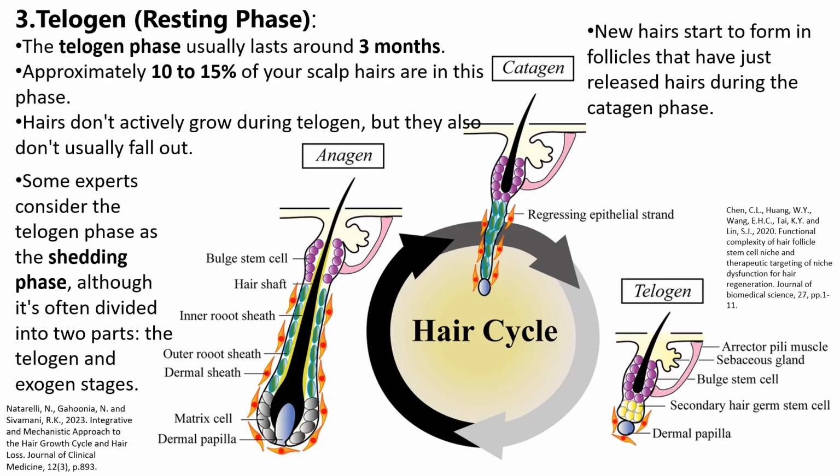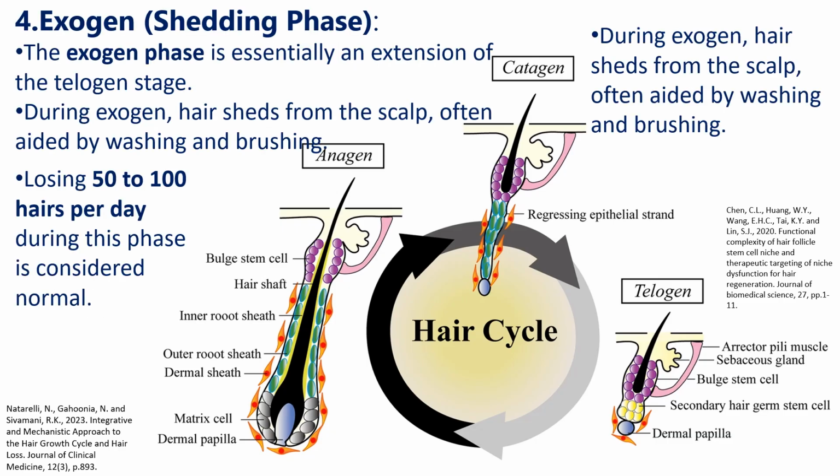The dermal papilla located at the base of the follicle remains functional, and it maintains contact with the bulge region. And this connection is crucial for the next phase that you're going to see, where the actual growth is restarted. The exogenic phase.